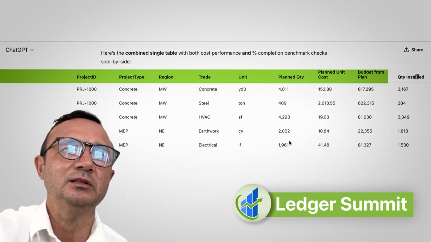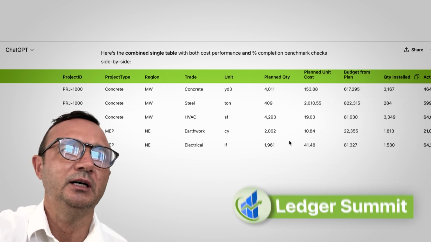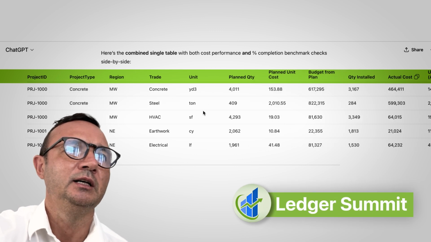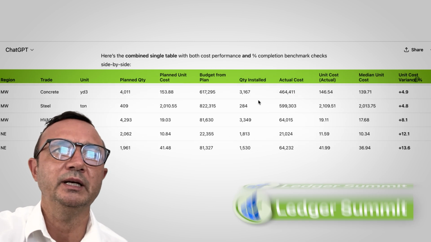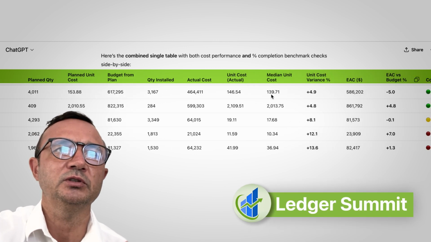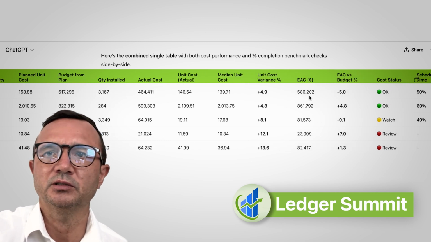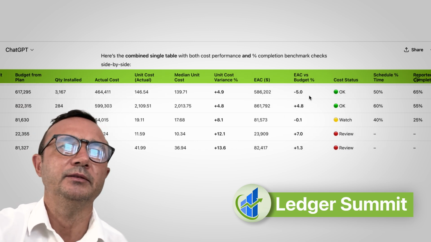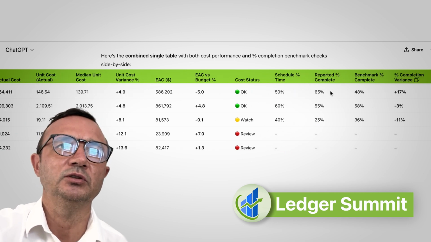So what you see on my screen is a table that summarizes data for existing jobs. And you can see multiple concrete jobs, different regions, different trade units, planned quantity, planned unit cost, budget from plan, then quantity installed. That's your budget and actual data, unit cost actual, median unit cost. Then you can see deviation from unit cost and then estimate at completion. This way you can try to understand whether you're on track or not. Then deviation from EAC, and it looks like from a cost standpoint, the data looks good.